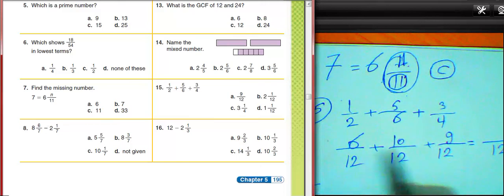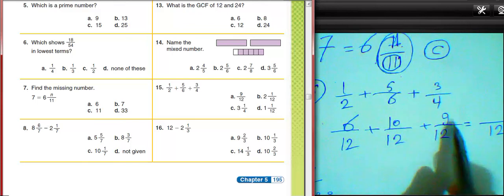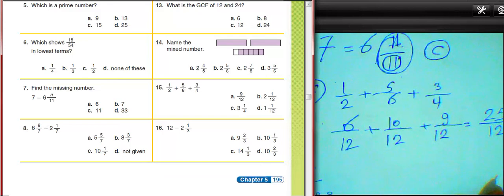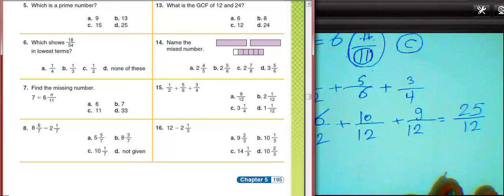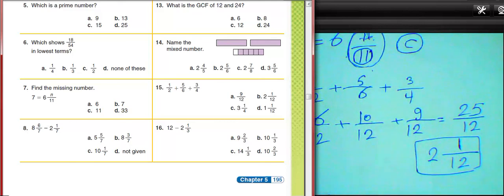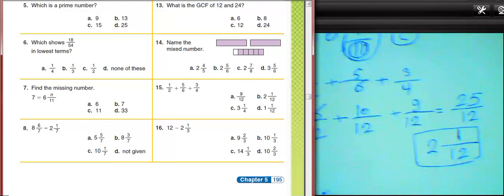6 plus 10 plus 9. 6 plus 10 is 16. 16 plus 9 equals 25. So we must write 25 over 12. But you can simplify it. We know 2 times 12 equals 24 and the remainder is 1, so the result will be 2 and 1 over 12. We must choose letter B about question 15.